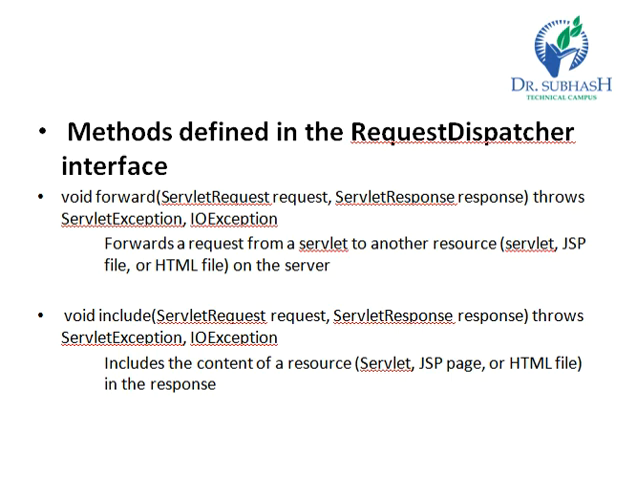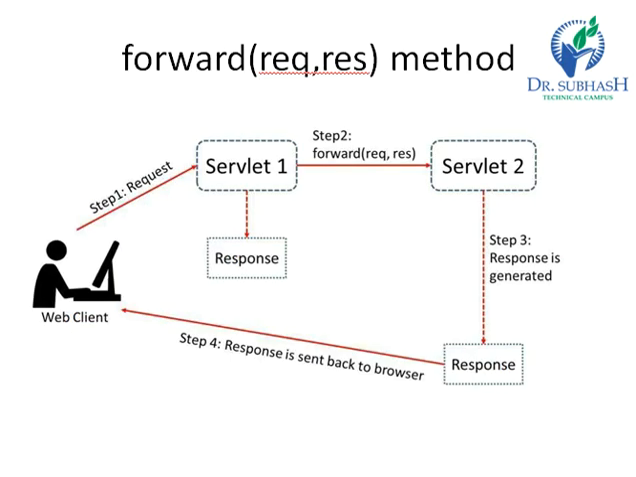Now we discuss in depth the forward and include methods. Here is the structure of the forward method. How does the forward method work? First of all, the web client sends a request. So here, as you see in the figure, the response of the second servlet is sent to the client. The response of the first servlet is not displayed to the user.